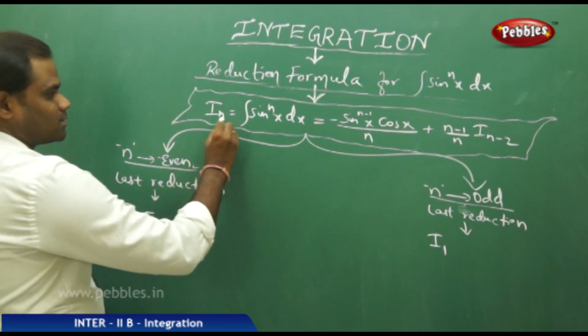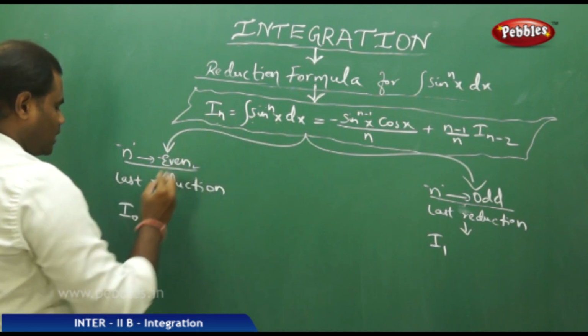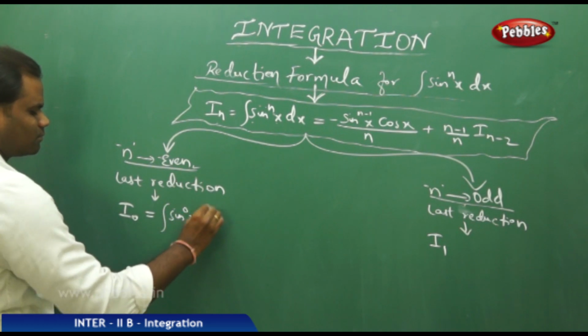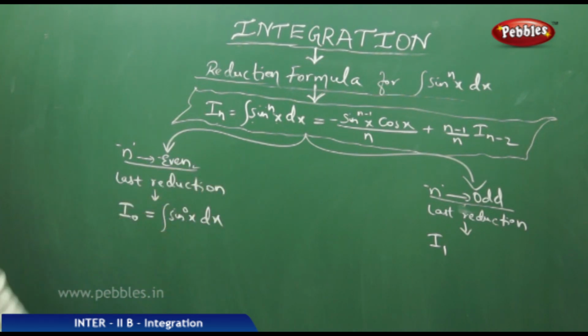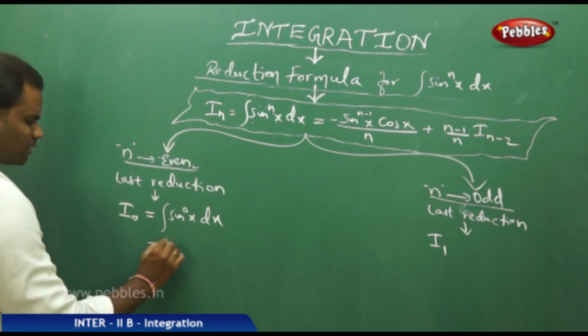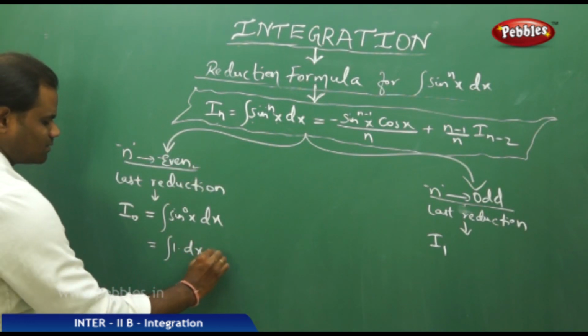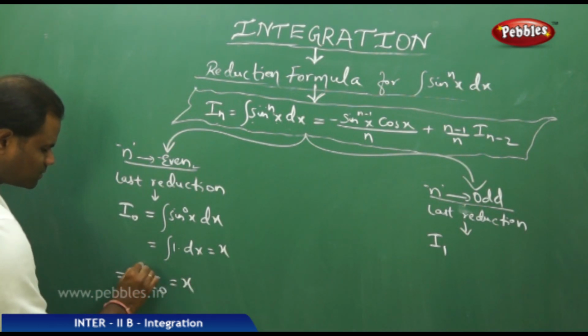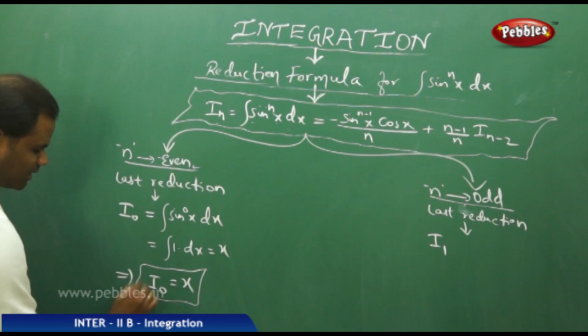Now, In is integral sine power n x dx. I0 is when n is 0. Therefore, simply substitute n equal to 0 in this formula. And sine power 0 is 1. So, 1 dx is x. That implies I0 is x.